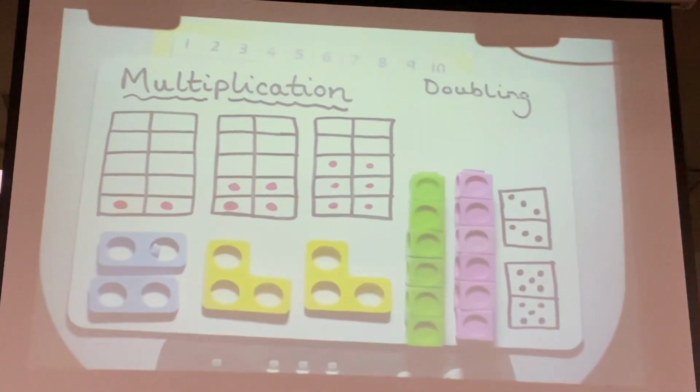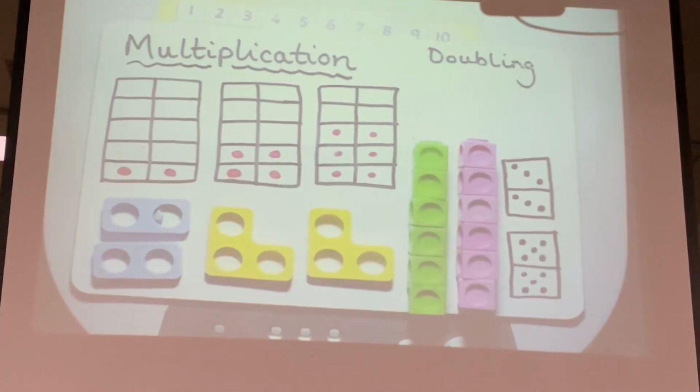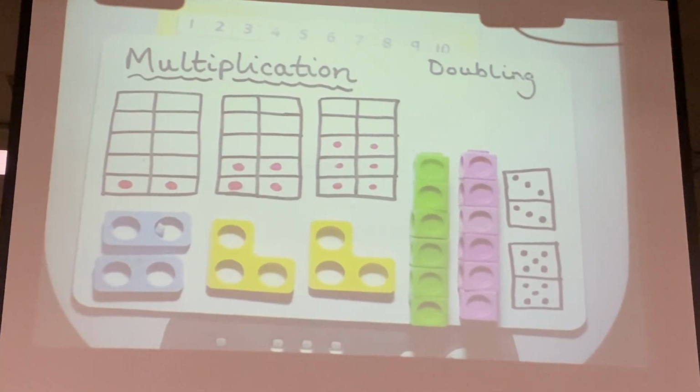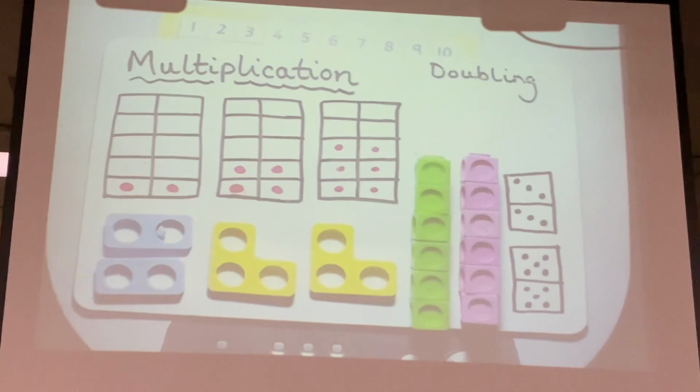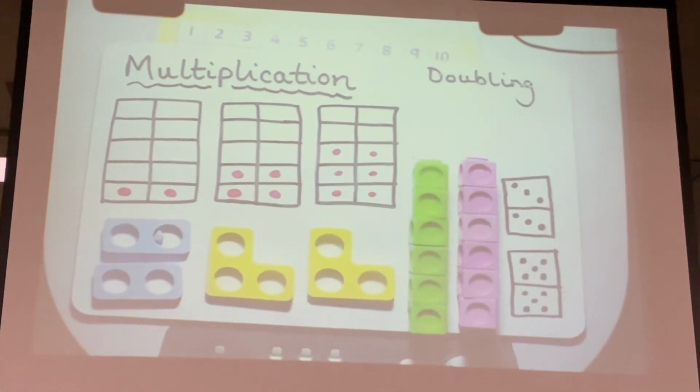Okay, so multiplication in reception. It's very, very minimal. It is the very start of multiplication. We don't actually use that word either. We don't tell them it's multiplication. We don't want to confuse them anymore.